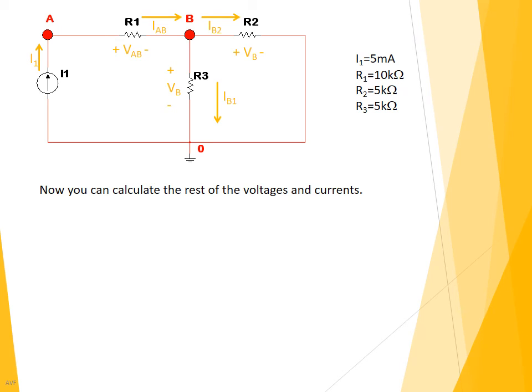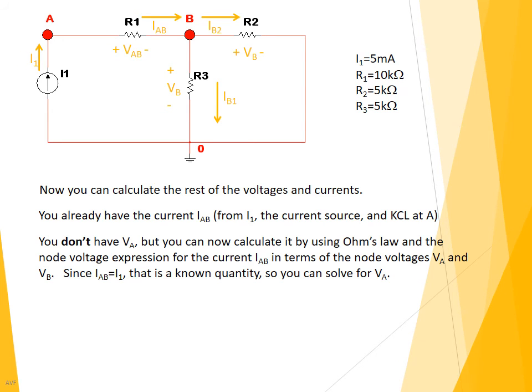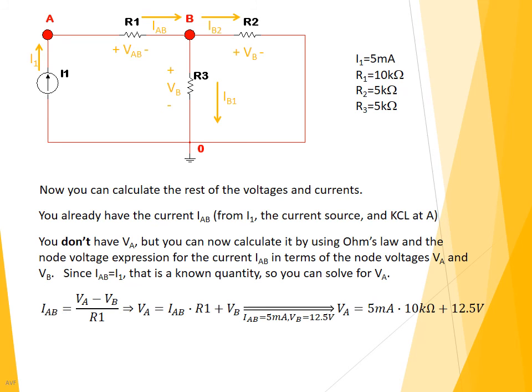Now you can calculate the rest of the voltages and currents. So again, we know the value of IAB from the source, and I don't have VA. So in this instance, I'm actually using the node voltage expression for the current IAB in order to calculate one of the node voltages. IAB is VA minus VB over R1, and so VA is equal to 62.5 volts once I complete my solution.